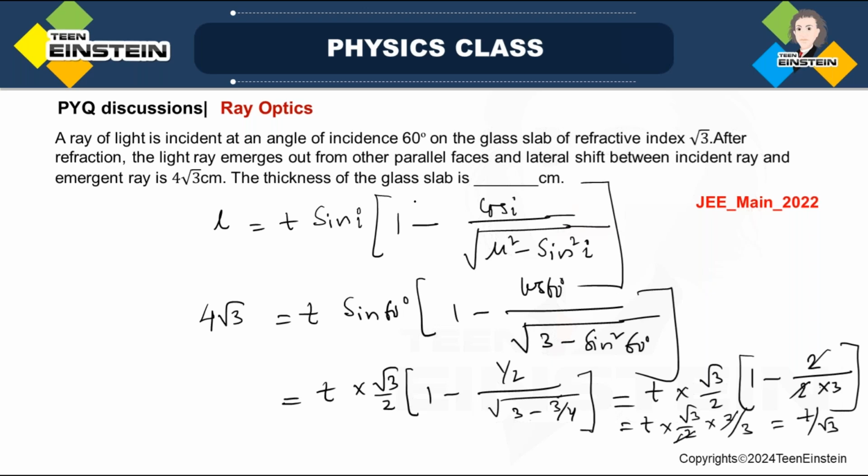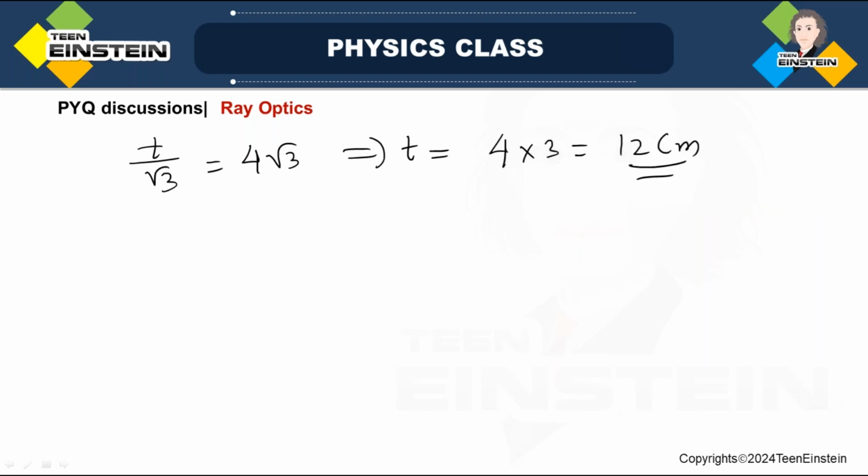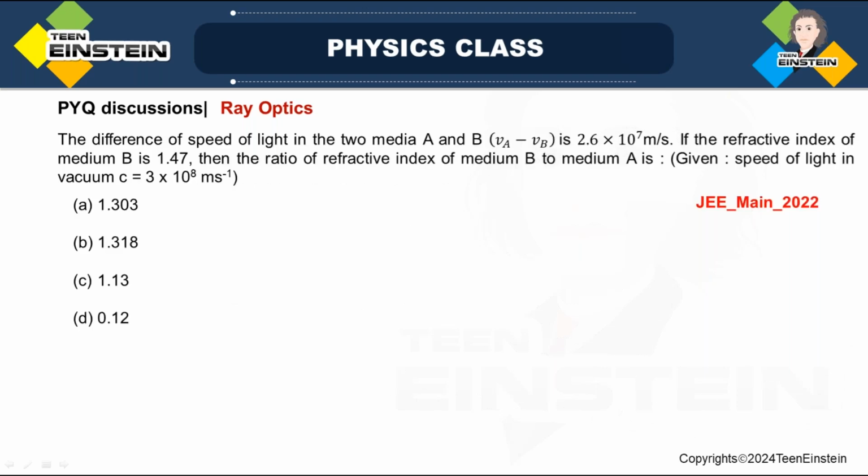So here I'll remind you that you must remember this formula. L is equal to t sine i whole into 1 minus cos i divided by root over mu square minus sine square i. So if you know this, then things are done. Okay, now let us see the next problem. This is also a very interesting problem, but not very difficult to solve. Let us try that.